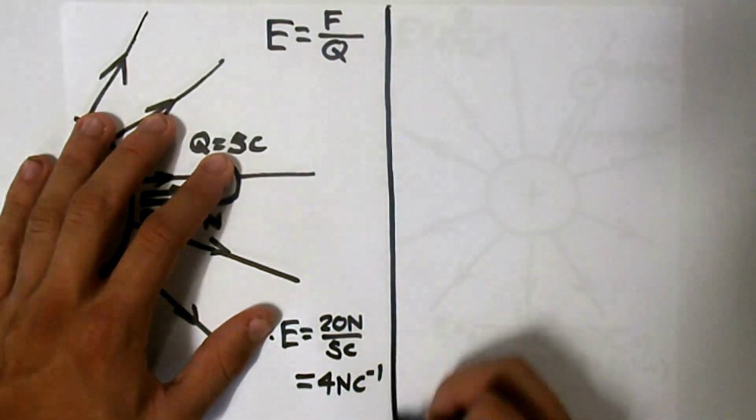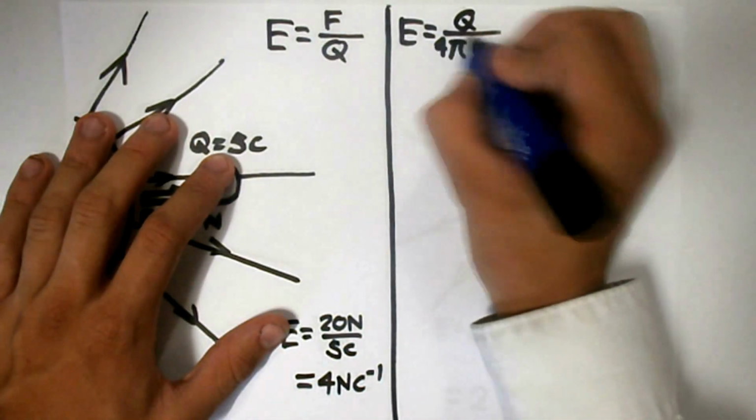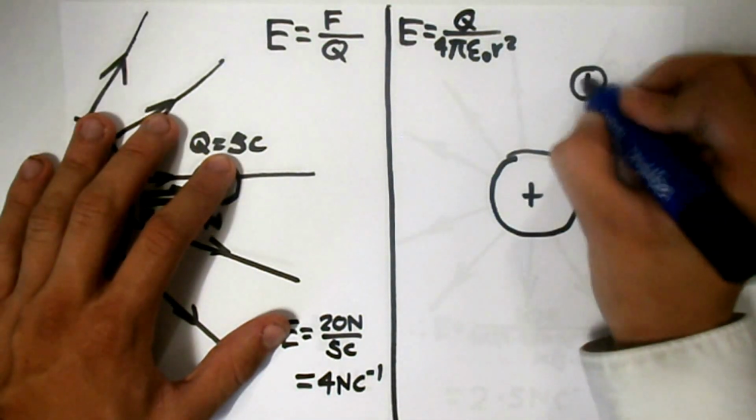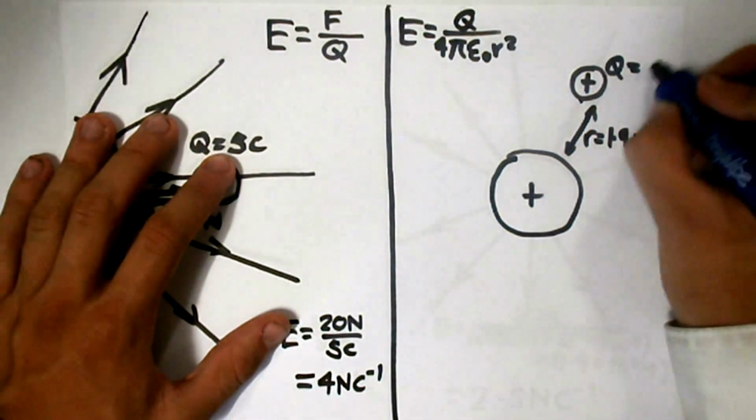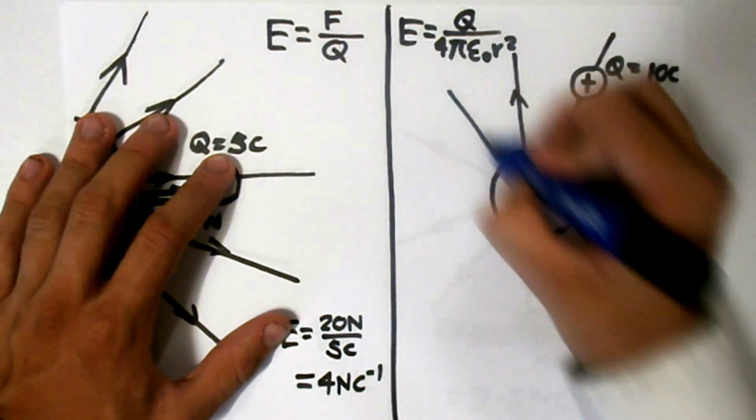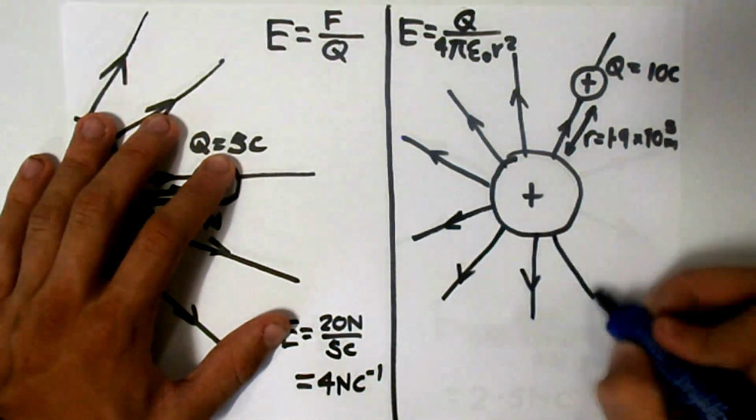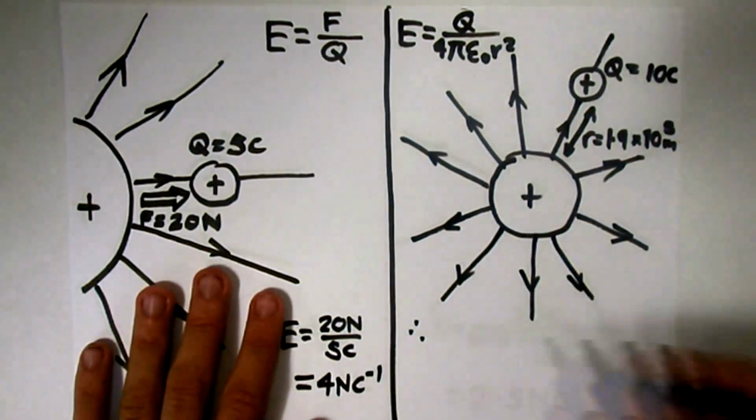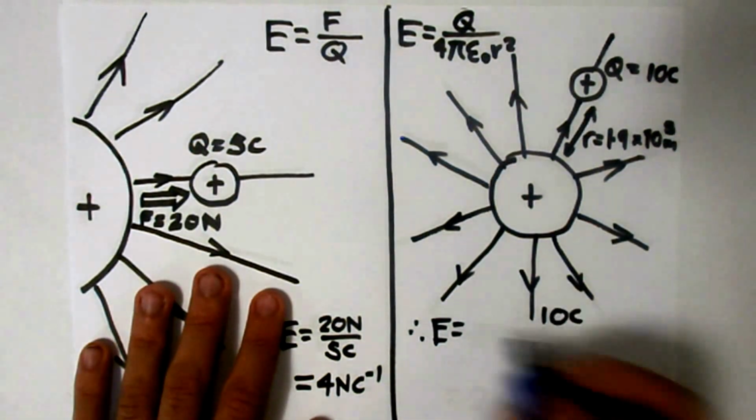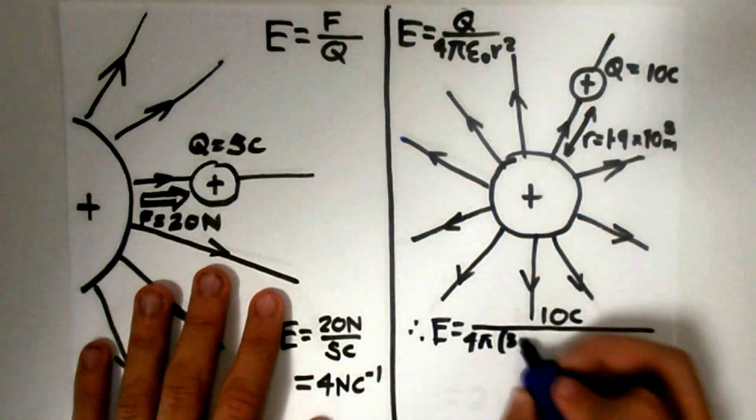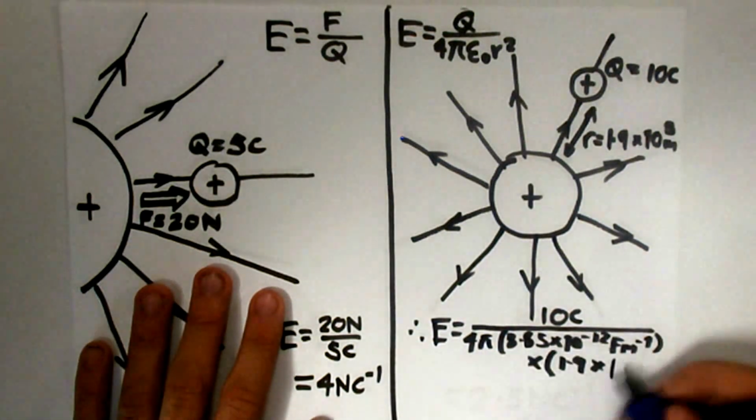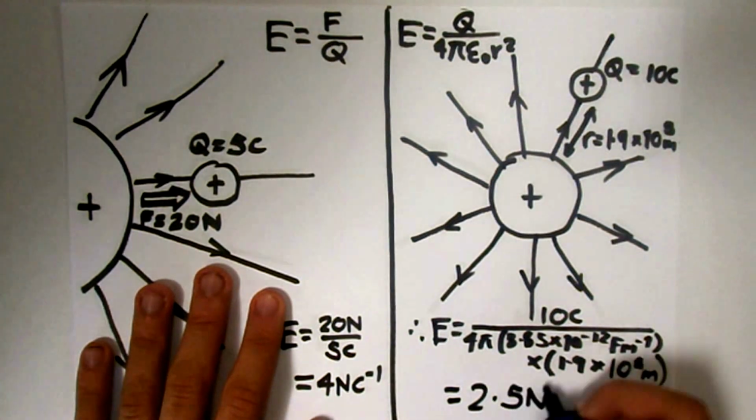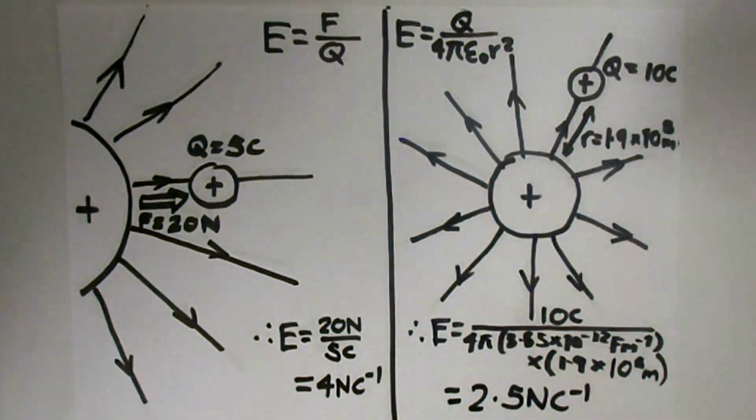The other is using the equation E = Q/(4πε₀r²). In this case, Q being the charge of the particle creating the electric field, and r being the distance of the test charge away from the original particle. 4πε₀ is just a constant. In this situation, E is equal to 10 over our constant times 1.9 times 10 to the power of 8, which gives us a value of 2.5 newtons per coulomb.